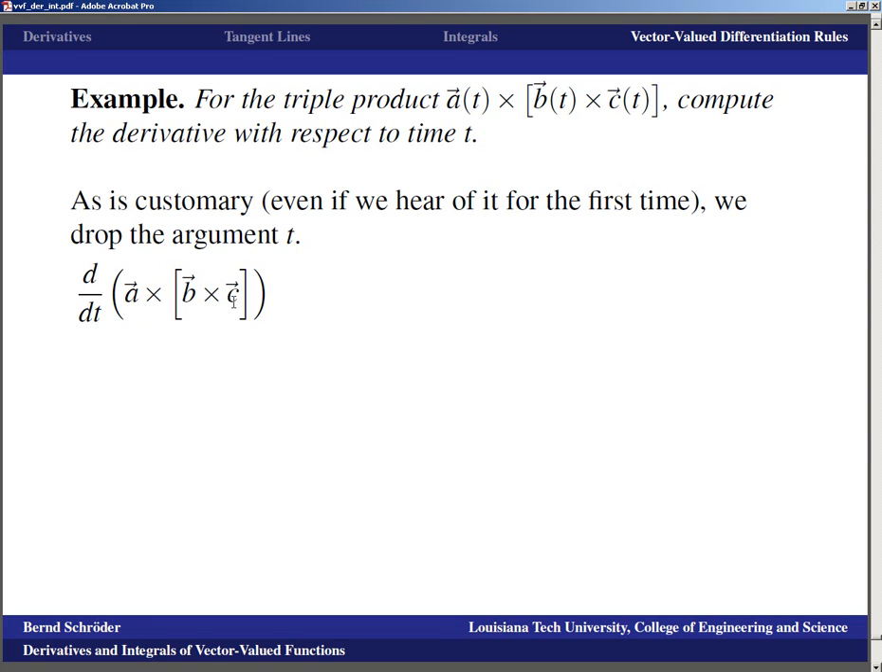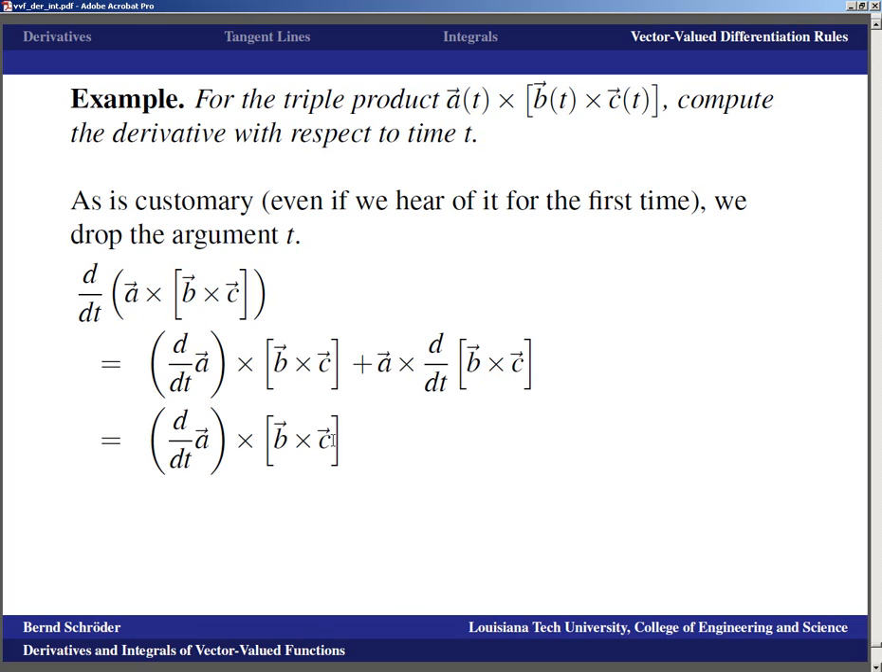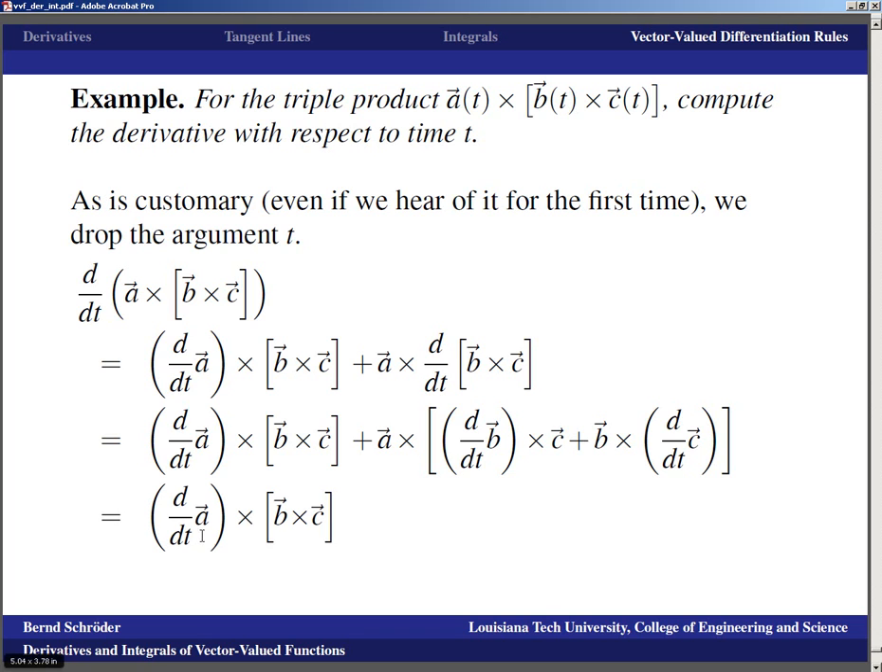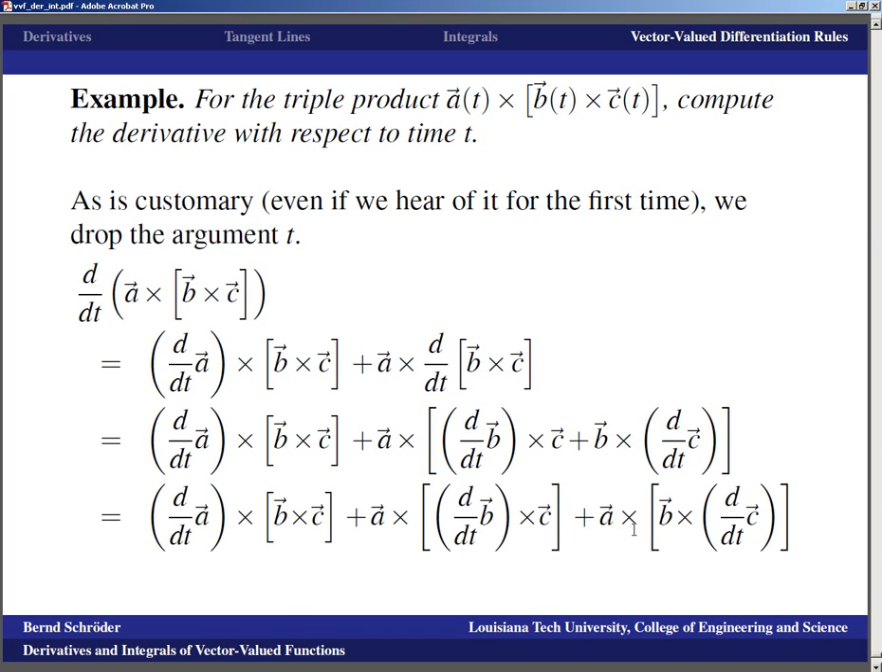So the derivative of a cross b cross c, well, we know the derivative of a cross something. So this is the derivative of a cross b cross c plus a cross the derivative of b cross c. And we know how to take the derivative of b cross c, so this becomes the derivative of a cross b cross c plus a cross the derivative of b cross c plus a cross b cross the derivative of c. And that is the whole differentiation formula here.